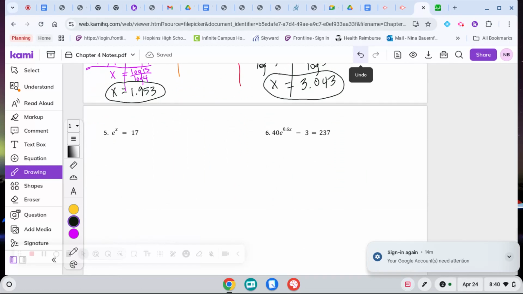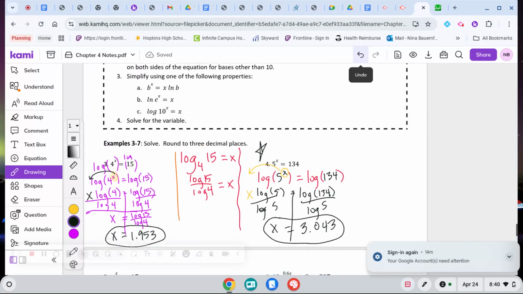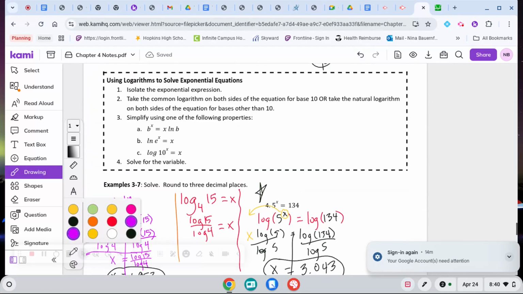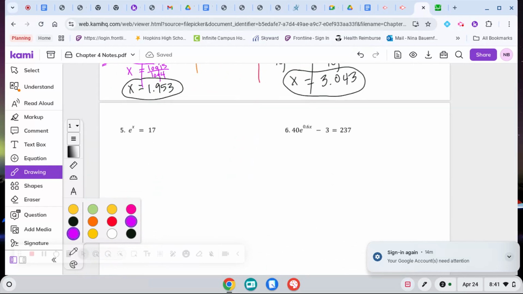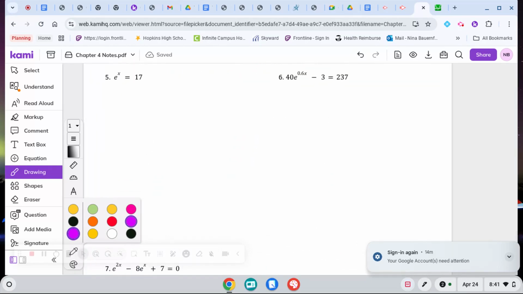On the next page, we have a couple other things, and these are some of the items that are highlighted right here. I'm just going through a few different examples. Okay, so on the second page, we have e to the power of x equals 17. And what's nice is when we have base e, we actually do have an inverse that knocks it out right away for us.